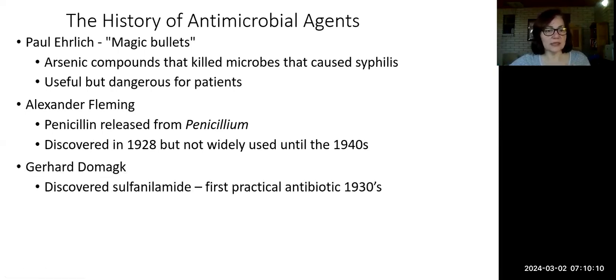Okay. Let's see, Gerhard Domagk discovered sulfonamide. This was the first antibiotic that was used more widely in the 1930s. So although it was discovered after penicillin, penicillin didn't really get distributed widely until the 40s. So these so-called sulfa drugs came in a little bit earlier. And we'll talk a little bit about the mechanisms of action of these sulfa drugs and how they're different from penicillin.